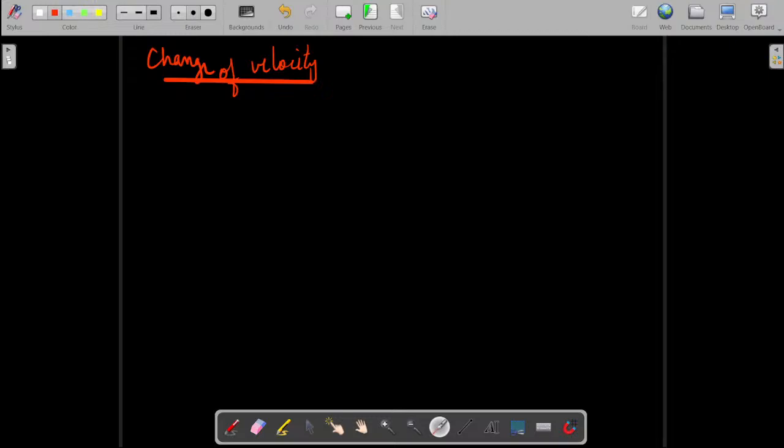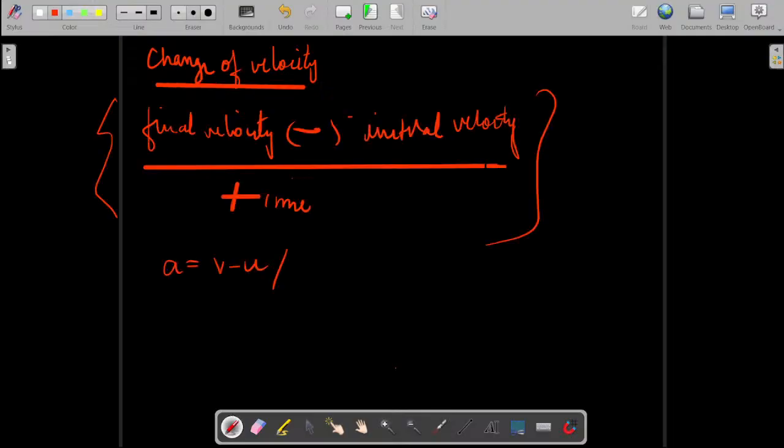The equation for the acceleration. So how do we write? a is equal to v minus u by t. Understood?